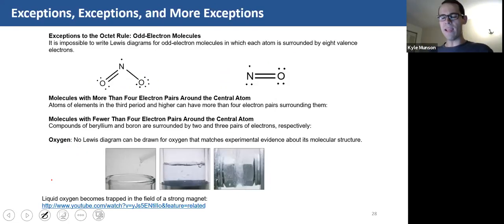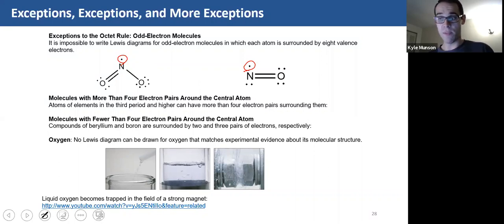Okay, so here are some exceptions to the octet rule for the whole chapter. If you had odd electron molecules, it's possible to write Lewis diagrams for them in which each atom is surrounded by 8 valence electrons. So the nitrogen here has a weird number around it. Same idea here for these two types of molecules. It has to do with their valence electrons and things like that. Just know it's out there. It's a thing that you might have these odd numbers of electrons.